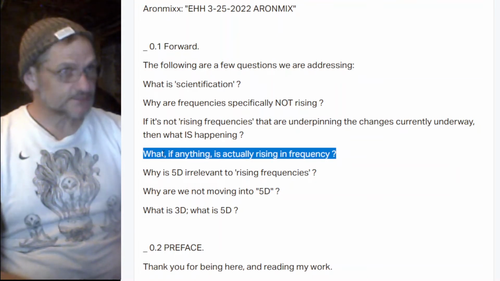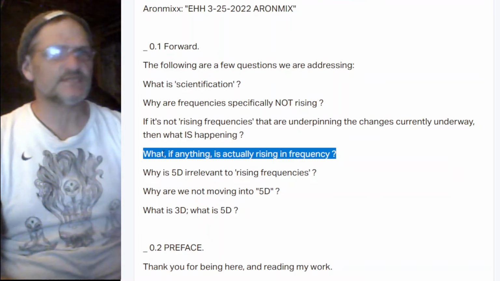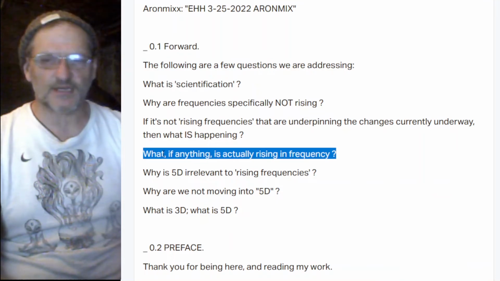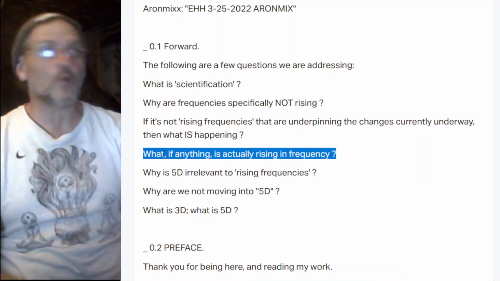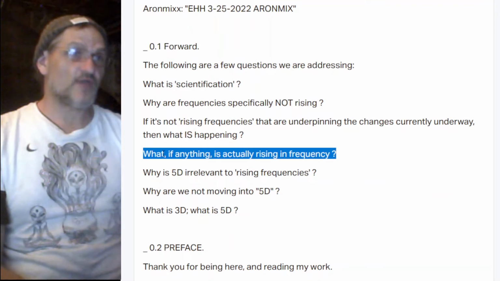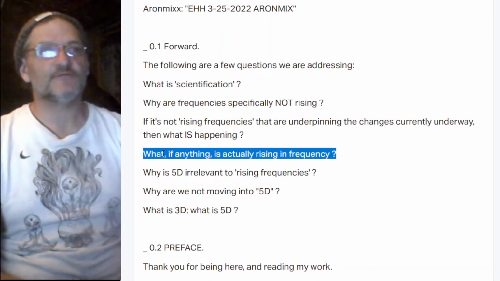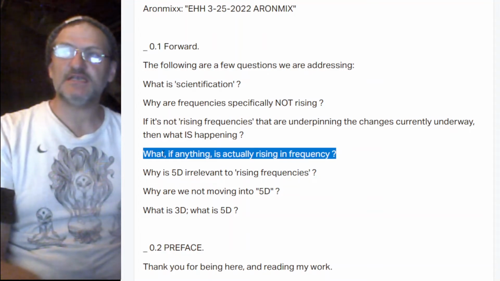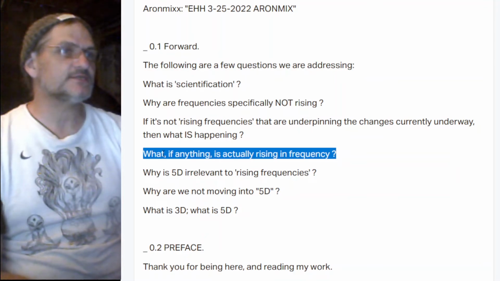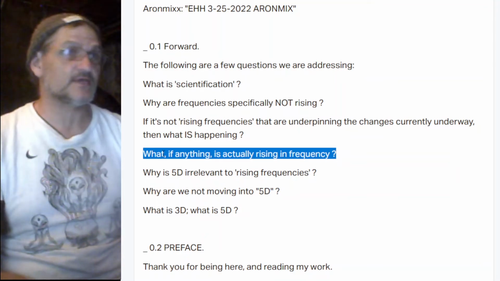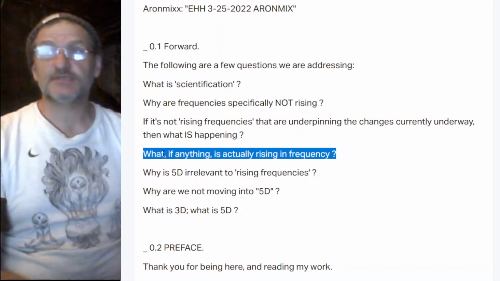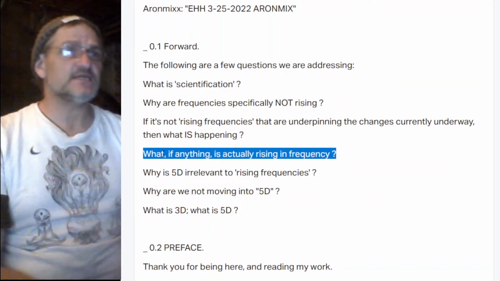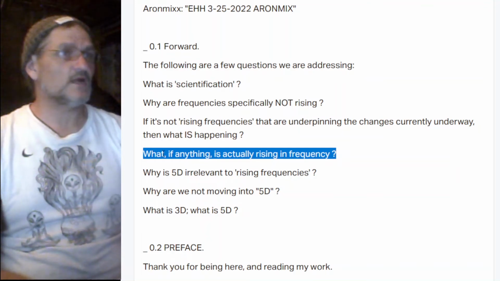The machines, I've said before, the AI, the sensors, the meters, electronics, anything electric, anything battery powered, anything you plug in, Wi-Fi enabled, all of that is what is increasing in frequency. So, why is 5D irrelevant to rising frequencies? Well, because I think actually 5G is more relevant to your rising frequencies, quite honestly. 5D is not a thing.